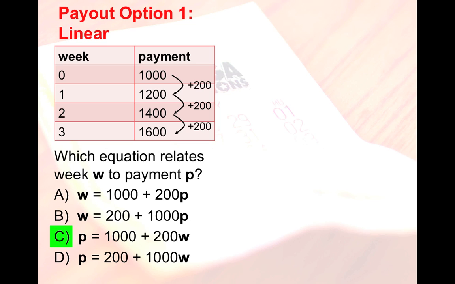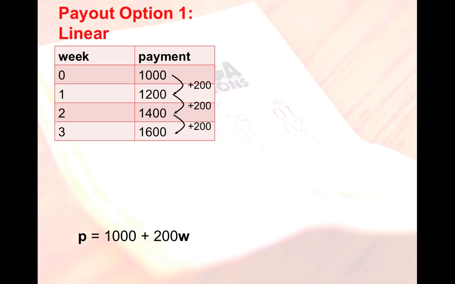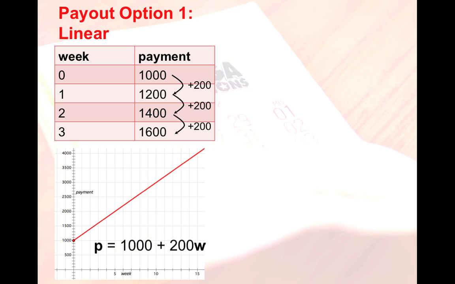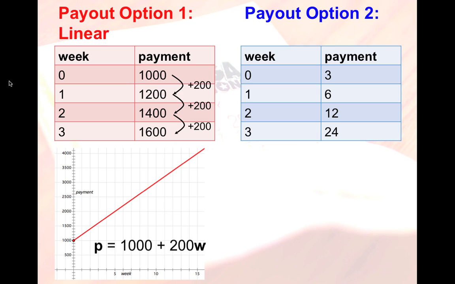That would be choice C. The payment has an initial value of $1,000, and $200 is added for every week in the future. This linear function has a y-intercept of 1,000 and a slope of 200. If we were to graph all the possible payouts for all the possible weeks, the graph would look like a line. That's why it's called a linear function.